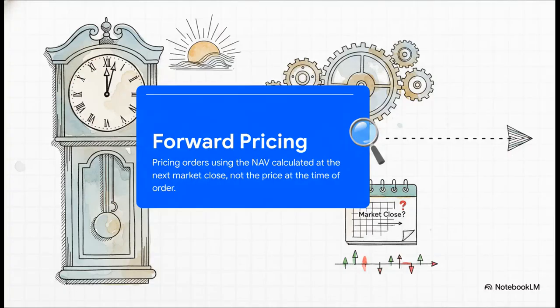And that brings us to concept number 2, forward pricing. See, because the price is only calculated at the end of the day, if you put in an order to buy shares at, say, 11 a.m., you don't get the price from 11 a.m. You get the price that's calculated at the next market close. You're always buying based on a future price. The big takeaway here is you don't know your exact execution price when you place the order.